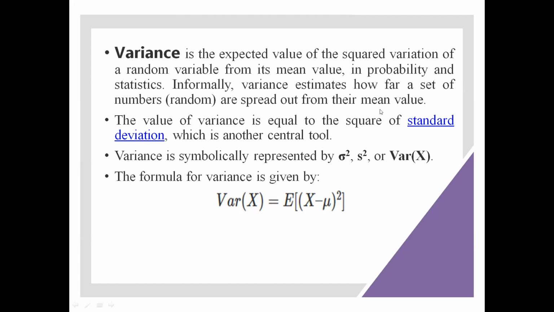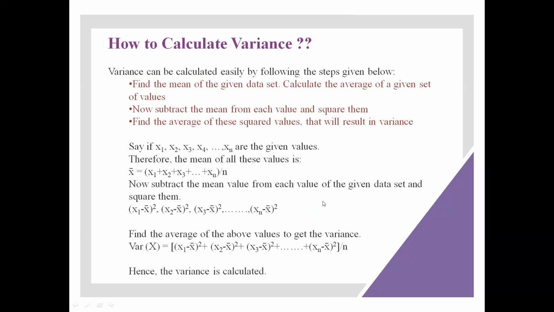Okay, and the value of variance is equal to the square of the standard deviation, which is another measure. To represent the variance, we can use different symbols. We can use sigma squared, s squared, or variance of x. And this is the formula which we have, right? So x is the value for which we are finding the distance, and mu is nothing but the mean. Fine. So this is the formula for variance.